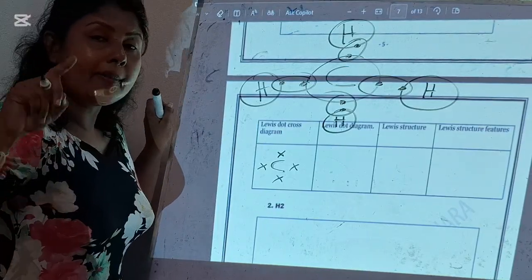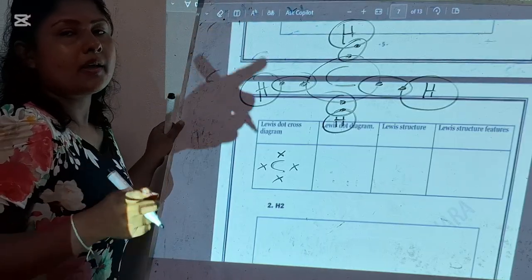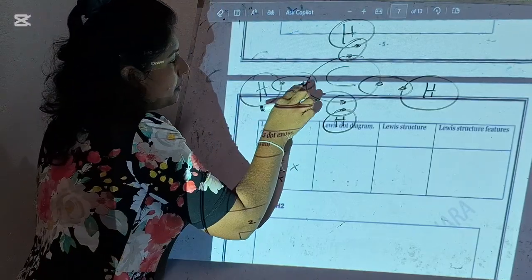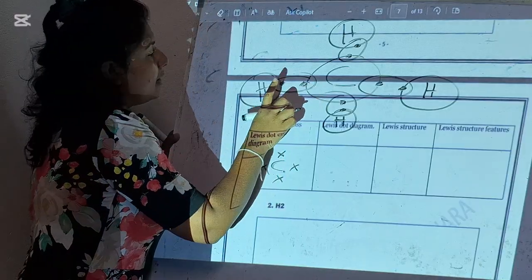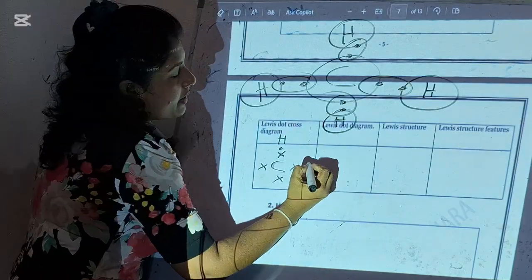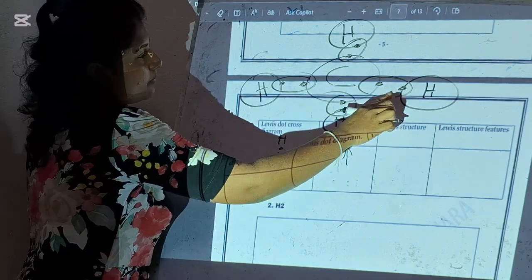If carbon is giving crosses, which should hydrogen give? The dots. So in the bond, carbon gives the cross and hydrogen gives the dot. So this is hydrogen's dot.